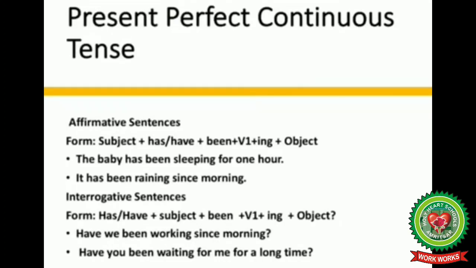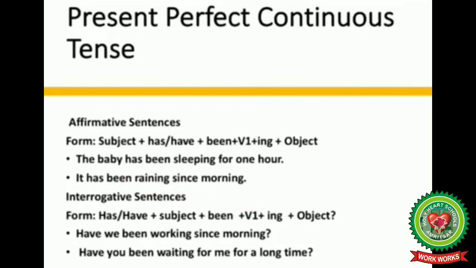So let's discuss the structure for affirmative sentences. Subject plus has or have plus been plus present participle, or first form of the verb plus ing, plus object. So, the baby has been sleeping for 1 hour. It has been raining since morning.